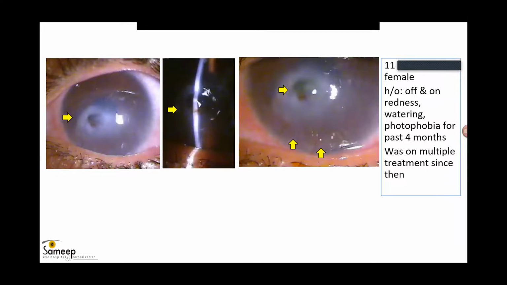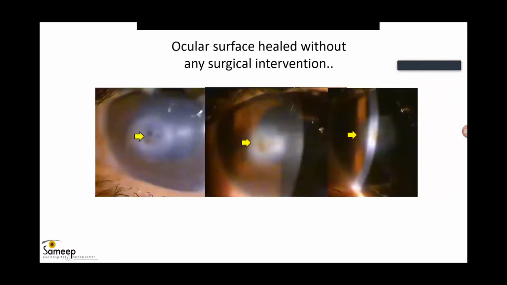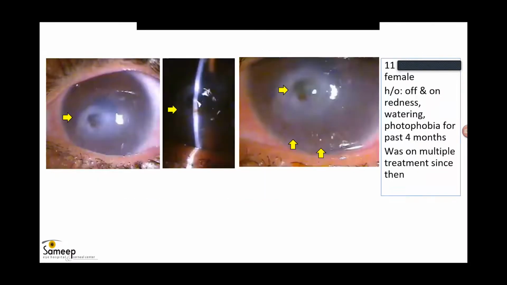Here is a young female child, an 11-year-old, who presented to us with a history of off and on redness, watering, photophobia for the past 4 months. She was found to be on multiple treatments, and she was referred for a probable therapeutic graft because she almost developed a descemetocele. As you can see here, the cornea has become much thinner, and the central part is showing a descemetocele.